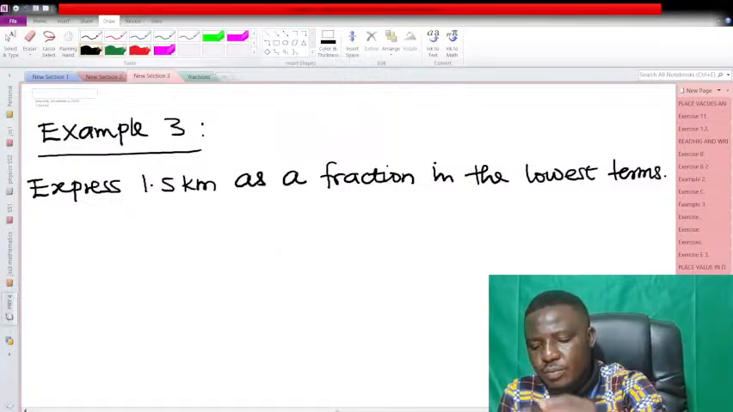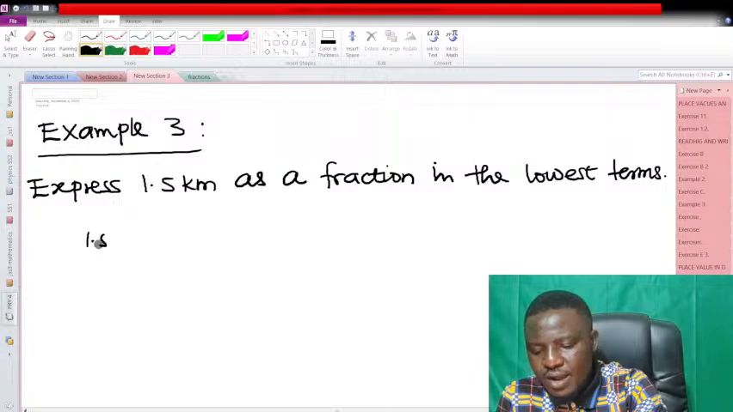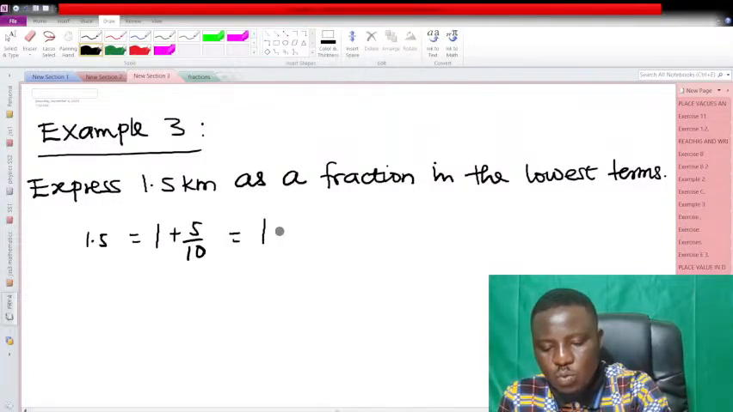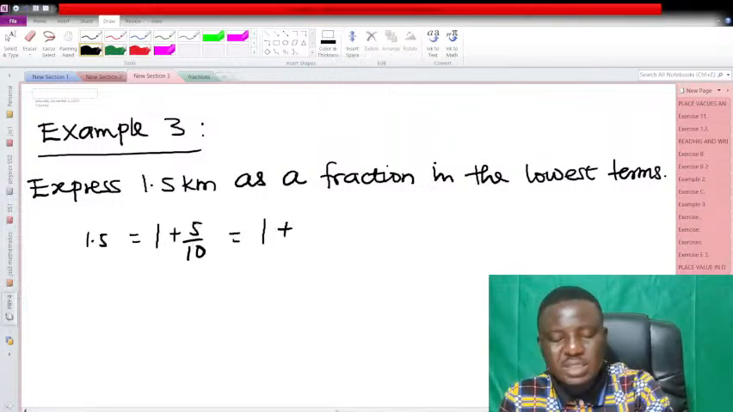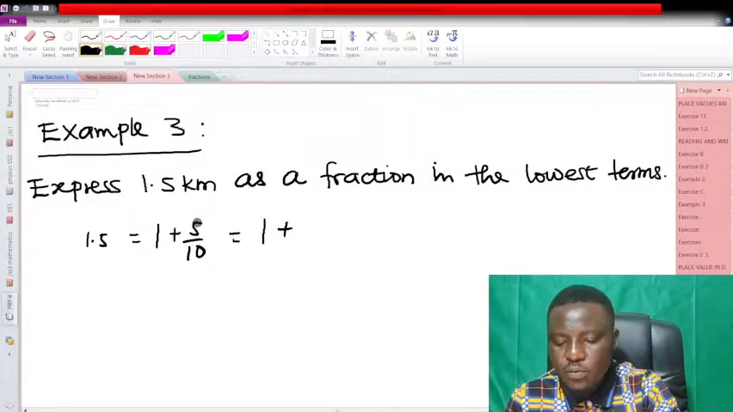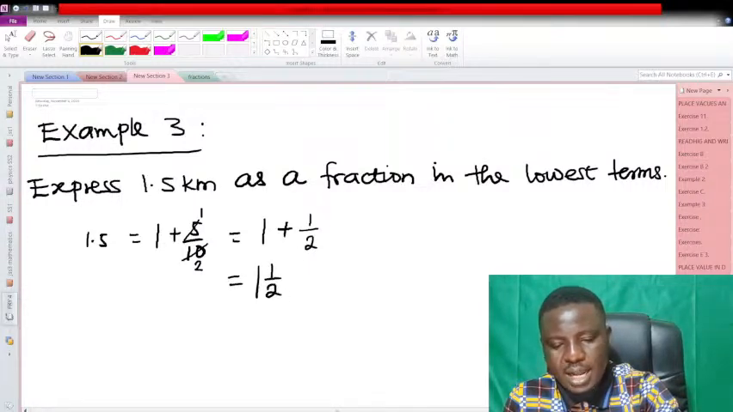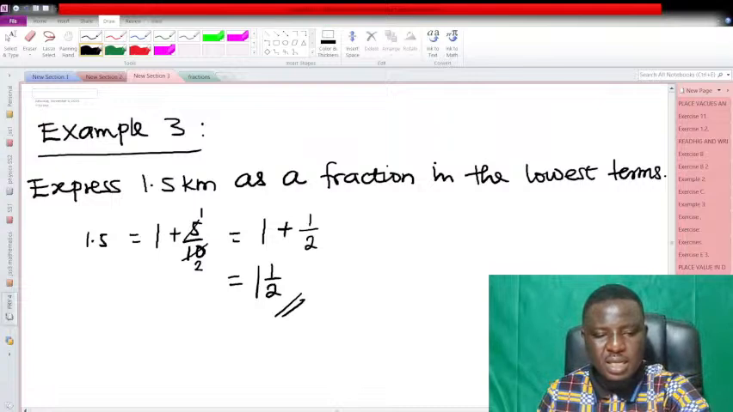As a fraction, 1.5 can be written as 1 plus 5 over 10. And this is equal to 1 plus, what is that factor that can divide 5 and 10 without a remainder? It is 5. 5 into itself is 1, 5 into 10 is 2. So this is 1 plus 1 over 2. And 1 plus a half is 1 and a half. So this is your answer.